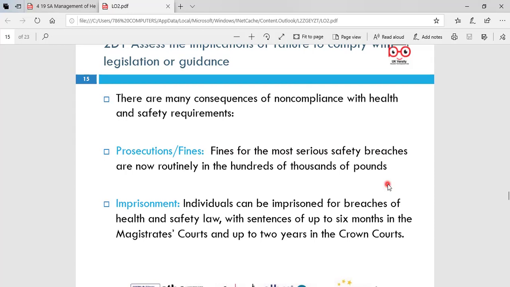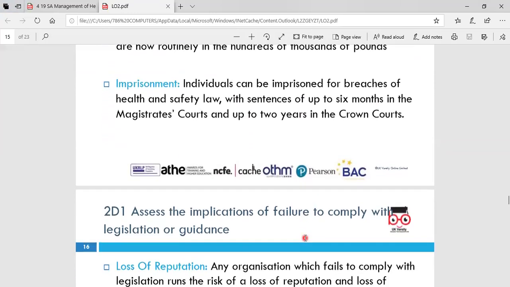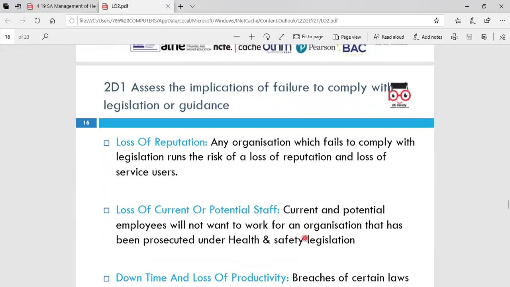If there's a person who goes towards imposing an imprisonment, like going and filing a case against someone, for instance, if there's been maltreatment by any member of the staff, they could go against them. And this could lead to a sentence of up to 6 months in magistrates' courts to up to 2 years in the Crown courts, which is a serious matter.